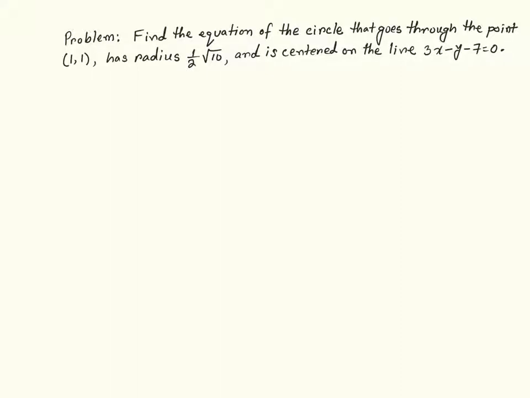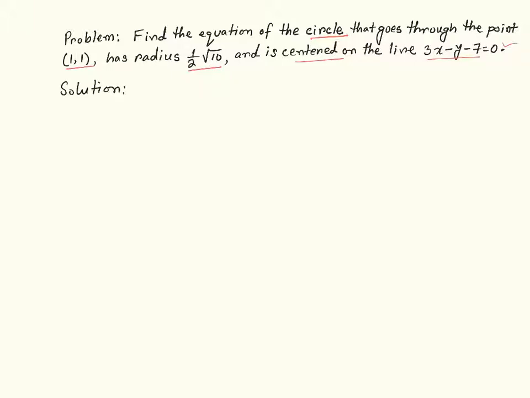In this video, I am going to solve this problem where we need to find the equation of a circle which goes through the point (1, 1). So the circle goes through the point (1, 1) and it has a radius of 1/2 times square root of 10, and finally it's centered on the line 3x minus y minus 7 equal to 0. That means the center of the circle is on this straight line.